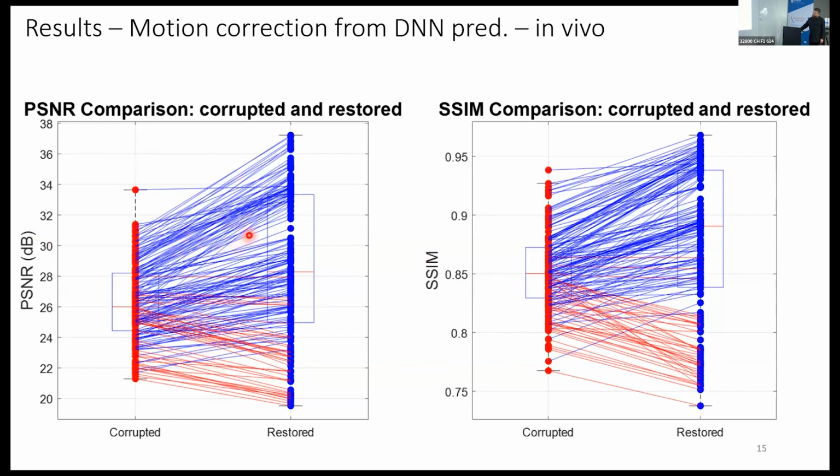We are able to improve the PSNR and SSIM in most of the cases. But there are some situations, the red lines, where the PSNR has actually decreased or stayed the same. But it comes from either failure of the neural net to estimate parameters, or also from this non-ideal reference.